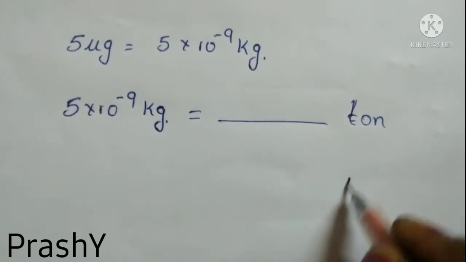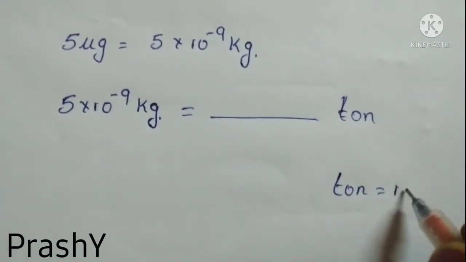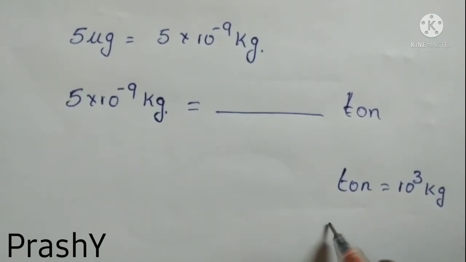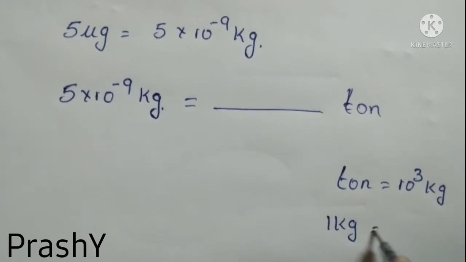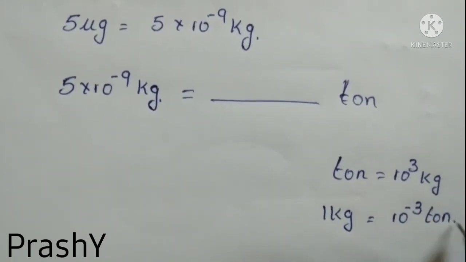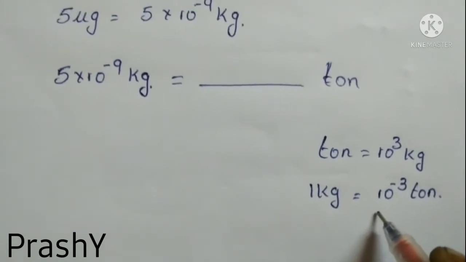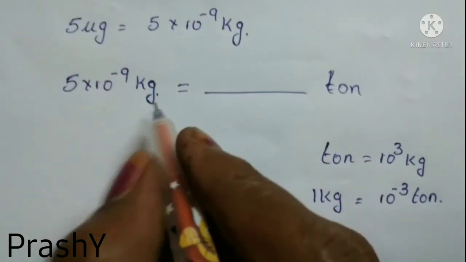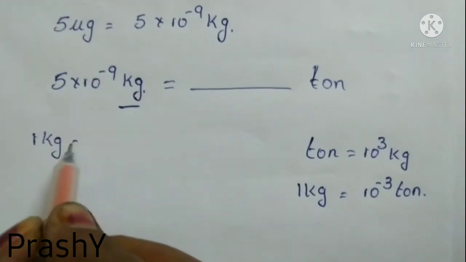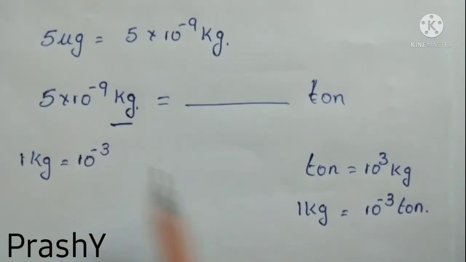We know the value of ton. 1 ton is equal to how much? 10 to the power of 3 kg. So from this equation, what will 1 kg become? 1 kg will become 10 to the power of minus 3 ton. So what is the value of 1 kg we got? 1 kg is equal to 10 to the power of minus 3 ton.